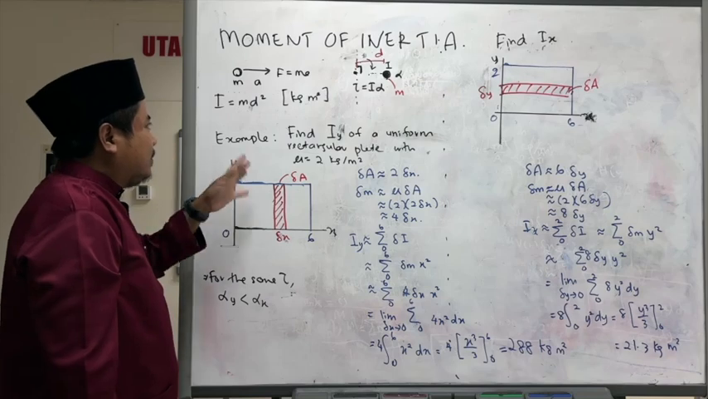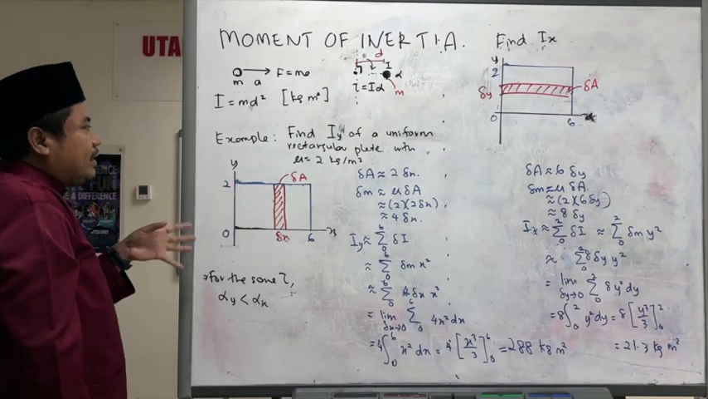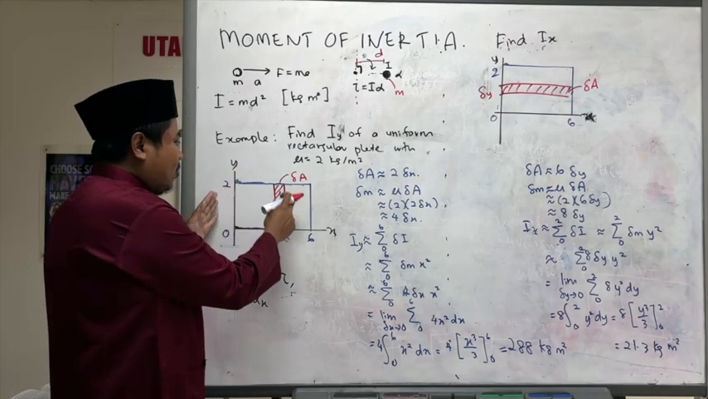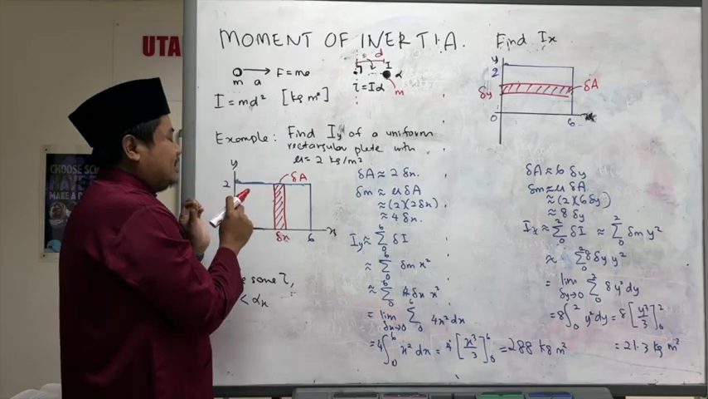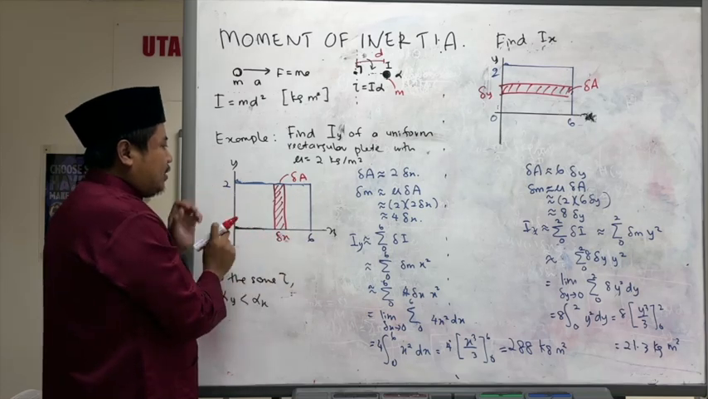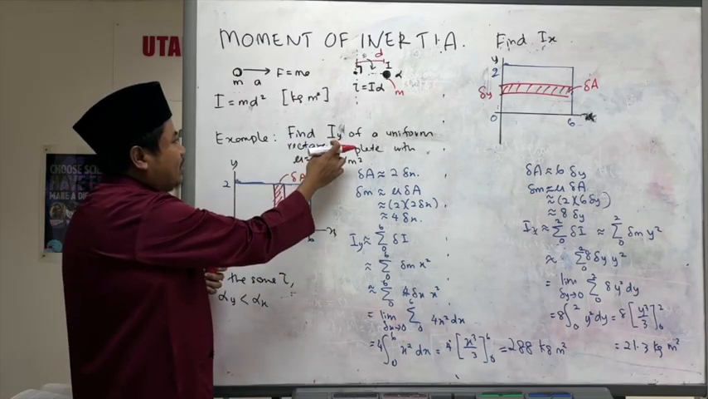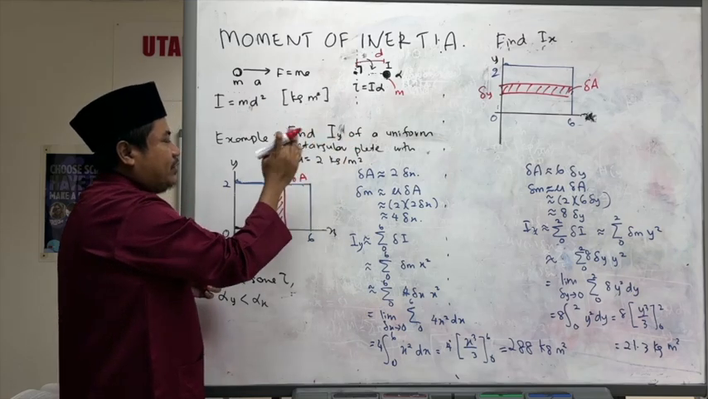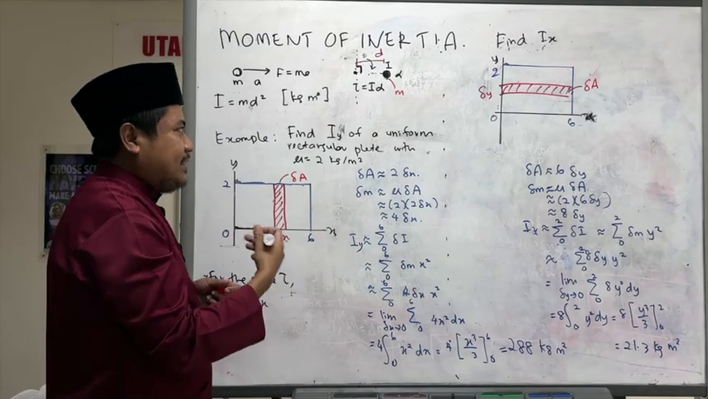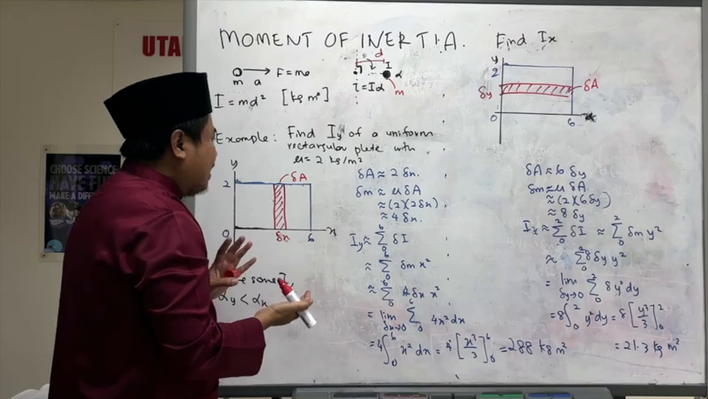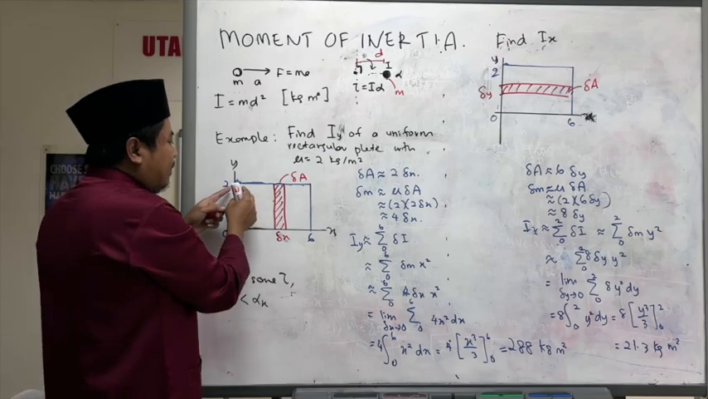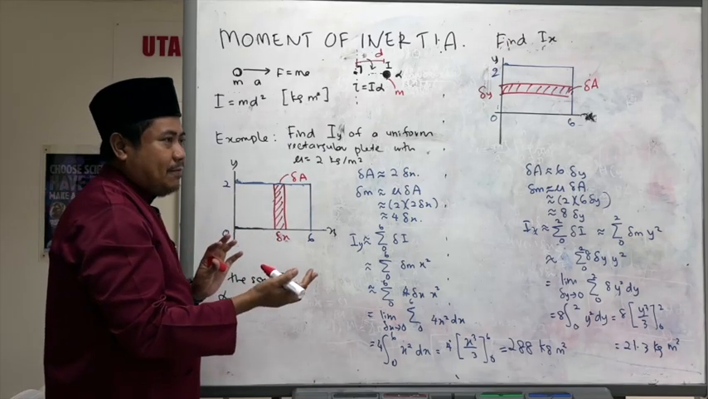Okay, so let's look at how we can calculate moment of inertia. Given one thin plate with dimensions 6 and 2, find the moment of inertia Iy of a uniform rectangular plate with mu, where mu is the mass per area. Because this is a uniform rectangle, every part of it has the same mass per area.